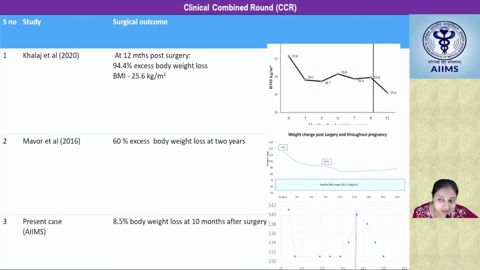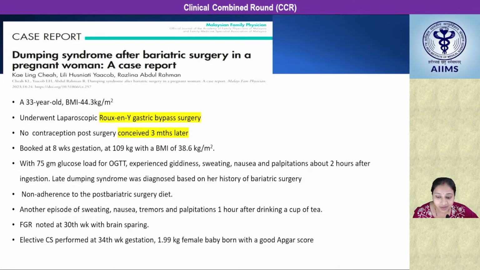So the case that we discussed had 8.5% body weight loss at 10 months after surgery. This is a case of pregnancy conceived 3 months after surgery. This lady underwent Roux-en-Y gastric bypass surgery. With a 75 gram glucose load challenge test, she experienced GI symptoms and was diagnosed with dumping syndrome. She had persistent GI symptoms leading to malabsorption and nutritional deficiencies, for which she developed fetal growth restriction at 30 weeks with brain sparing, and the pregnancy had to be terminated at 34 weeks of gestation.